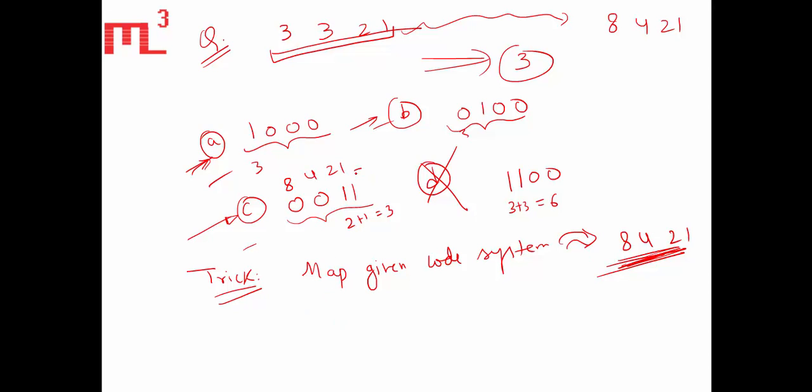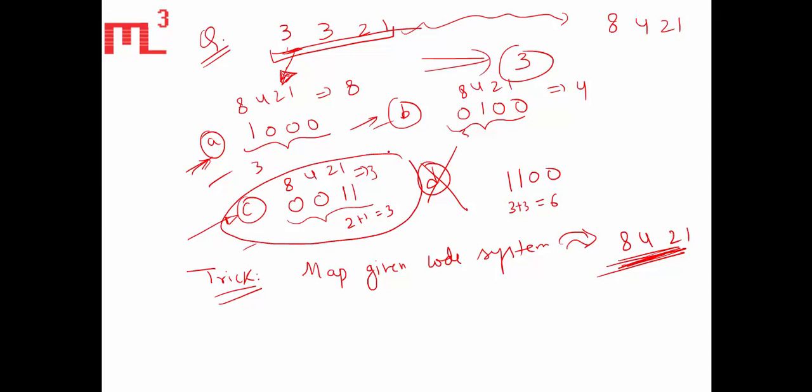What I am saying is, in 8421 code, it is giving 3. In 8421 code, it is giving 8. In 8421 code, it is giving 4. So after mapping the given code system onto the 8421 code system, the smallest magnitude is given by option number 3. Hence, option number C is correct.